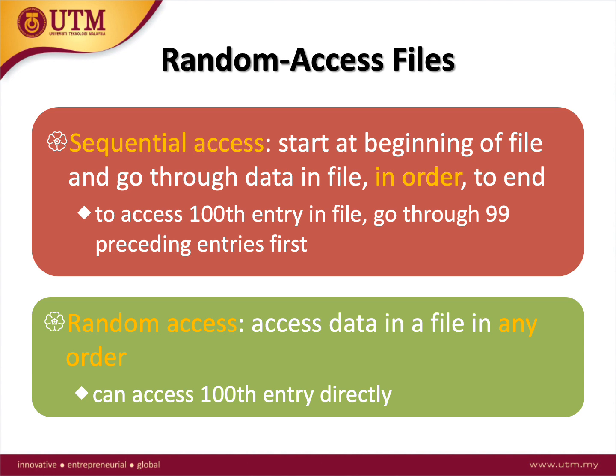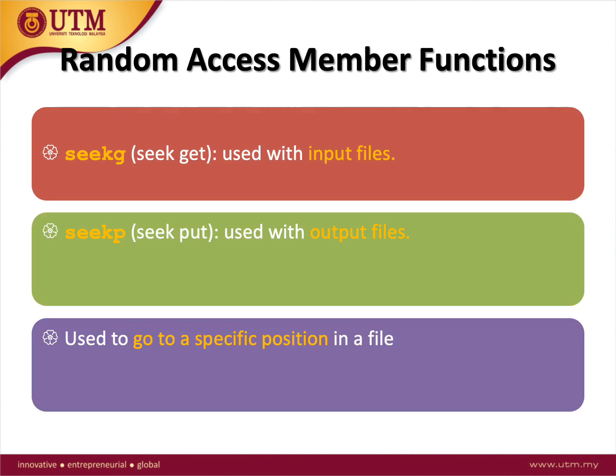The problem with sequential file access is that in order to read a specific byte from the file, all the bytes that precede it must be read first. Although sequential file access is useful in many circumstances, it can slow a program down tremendously. So these are the member functions under random access.